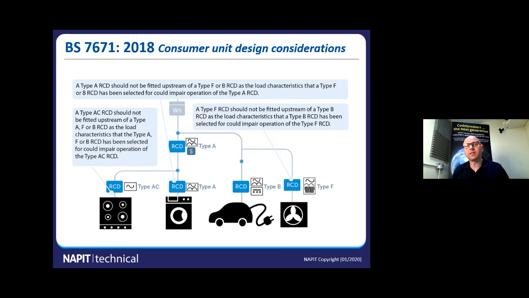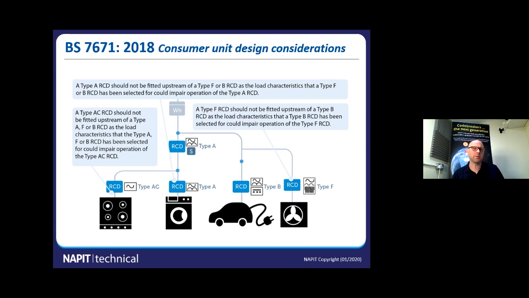Another thing you need to consider is how you connect them. If you're putting them in series, you've got to get the hierarchy of how they work. You cannot feed a type B RCD from a type AC RCD because of the characteristics you've selected the type B device for. The presence of DC would also affect the RCD that you're feeding it from.